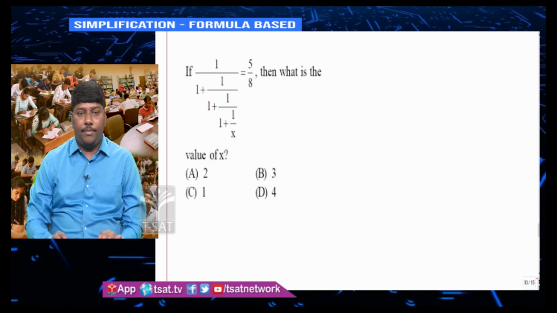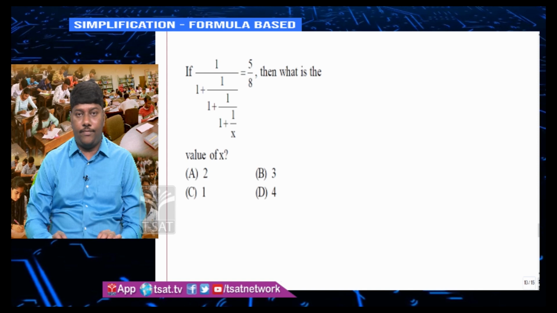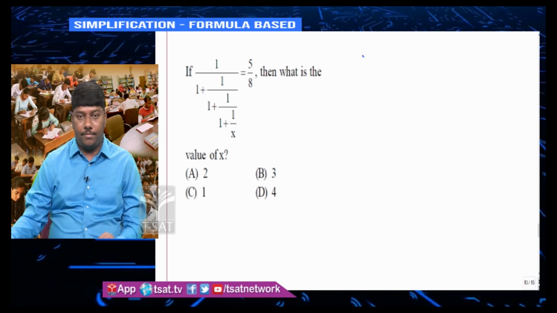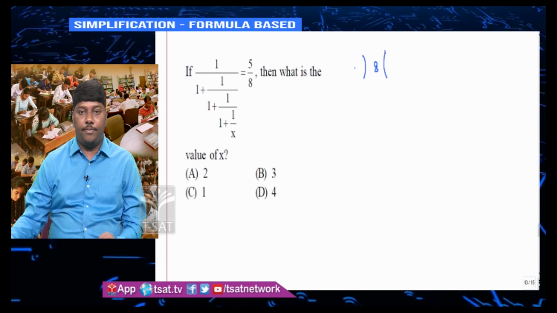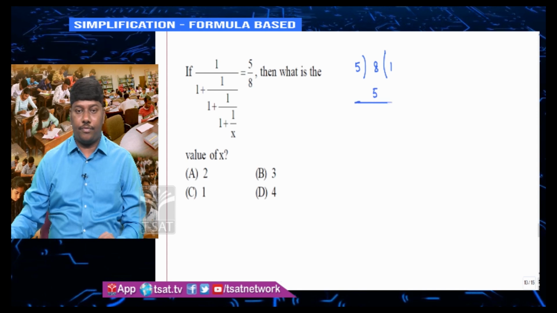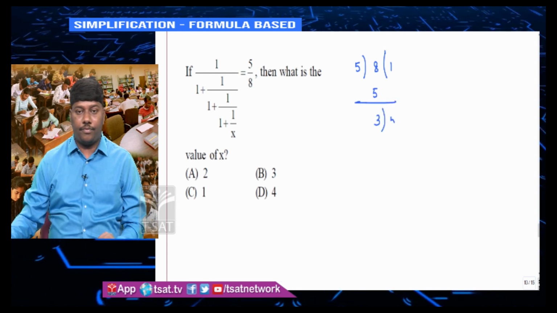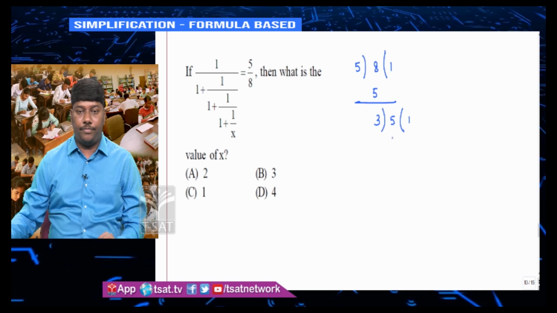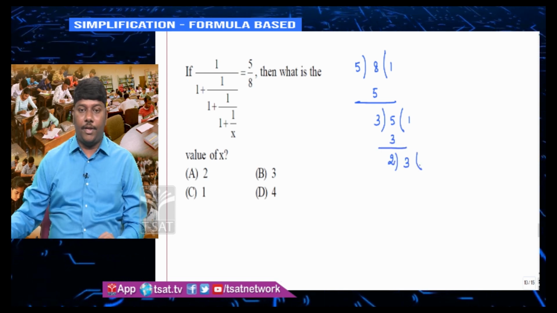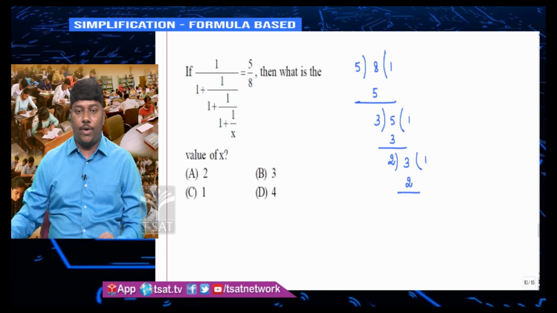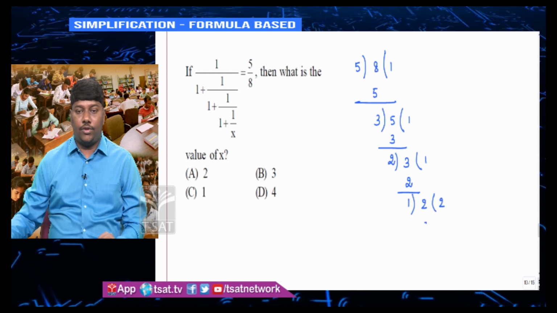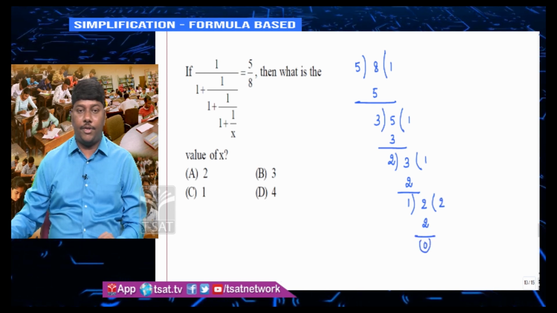Similarly, look at this sum. 1 plus 1 by 1 plus 1 by 1 plus x finally. So first you simplify 5 by 8. Take the denominator. Divide it by 5. 5 1s are. Then again 1s are. Remainder is 2. 3 becomes the dividend. Remainder is 1. 2 becomes the dividend. Finally, 1 2s are 2. Remainder is 0. So we can stop it here.